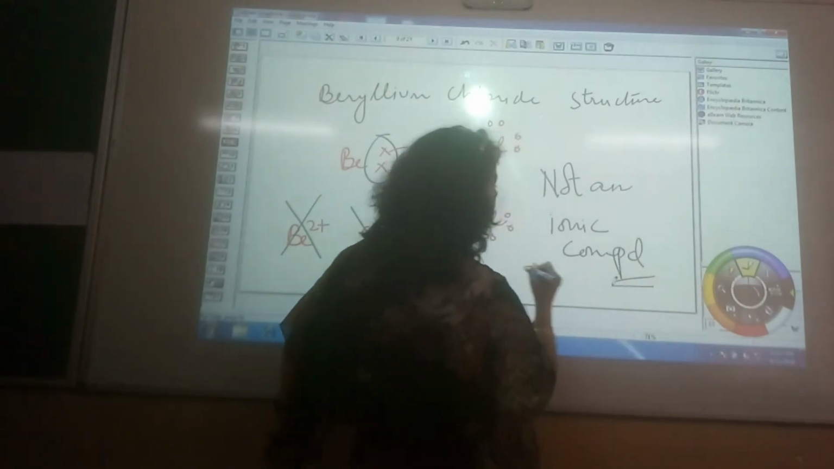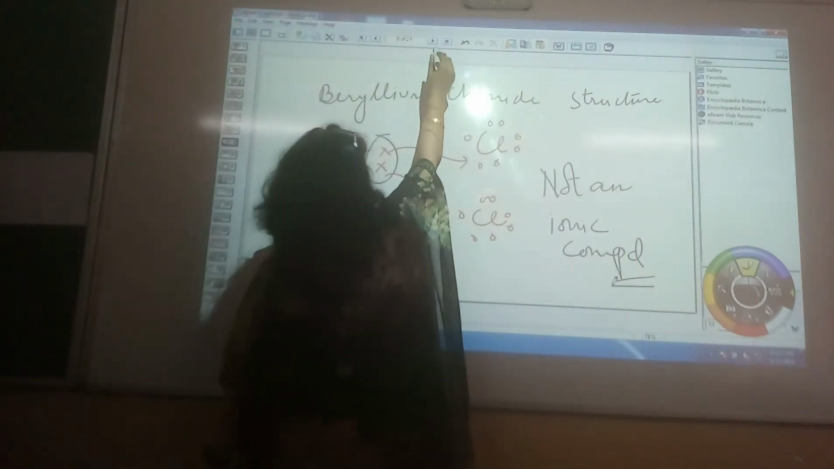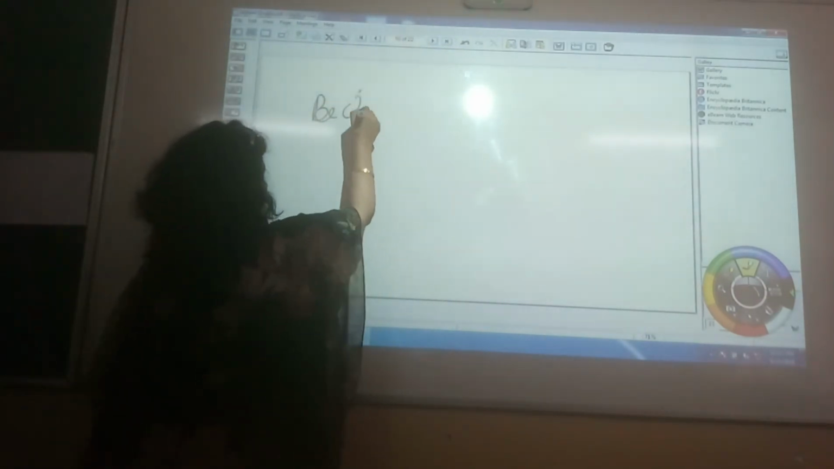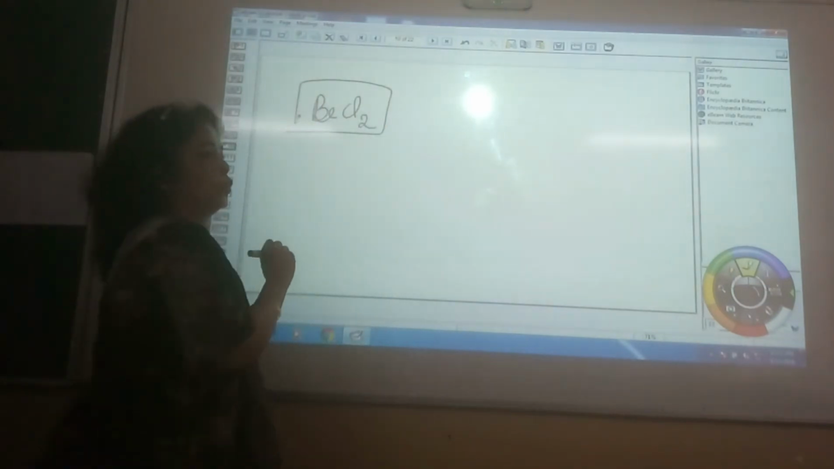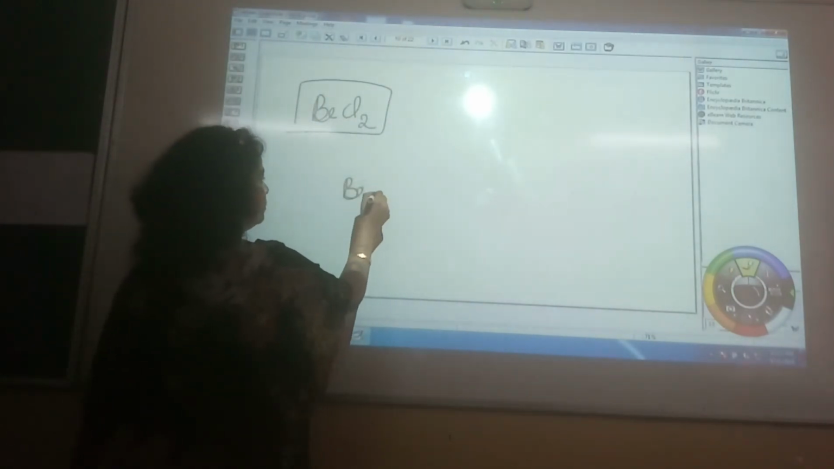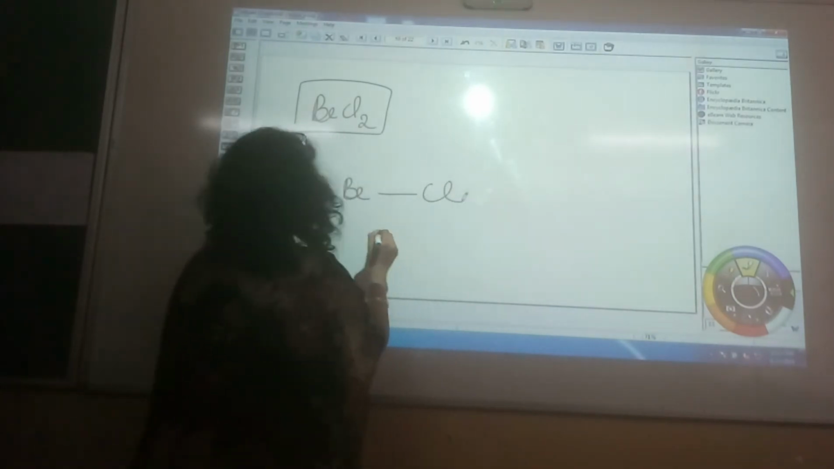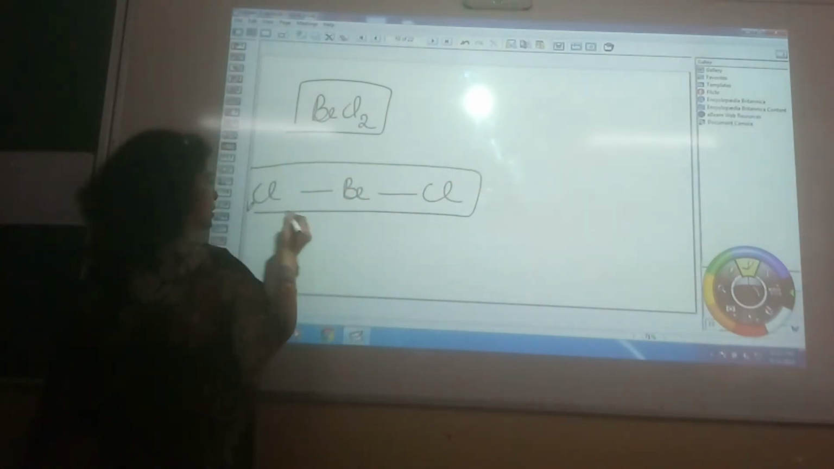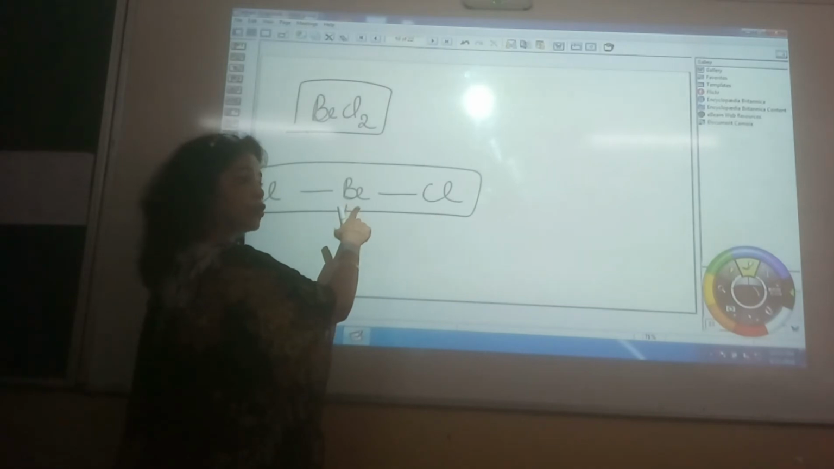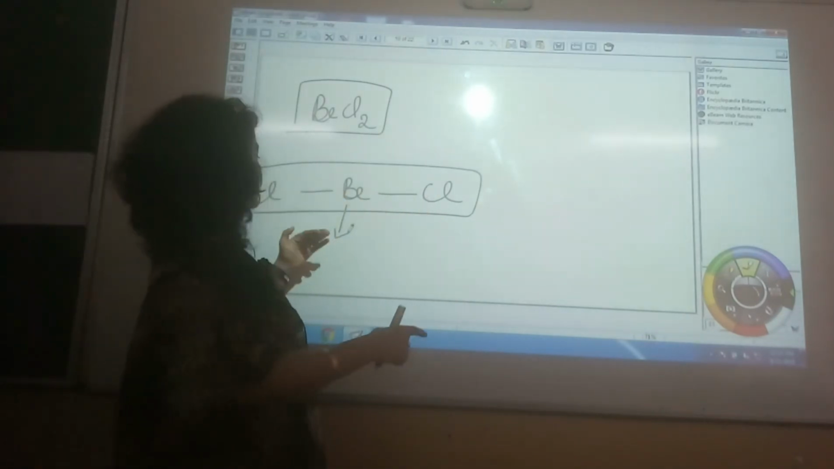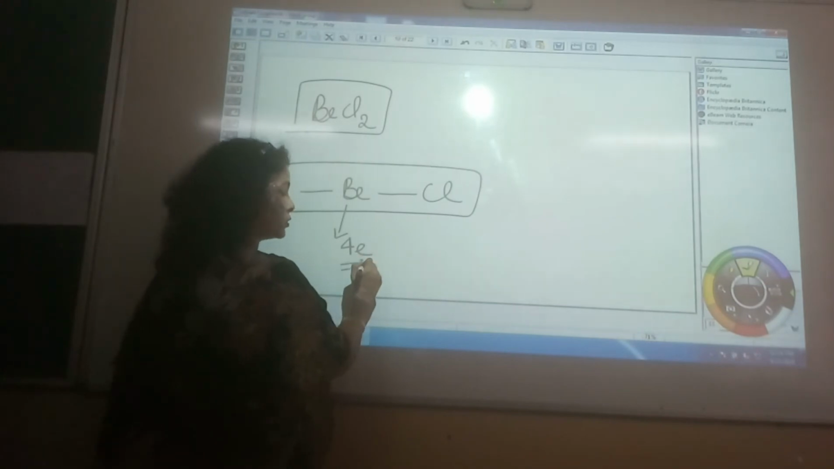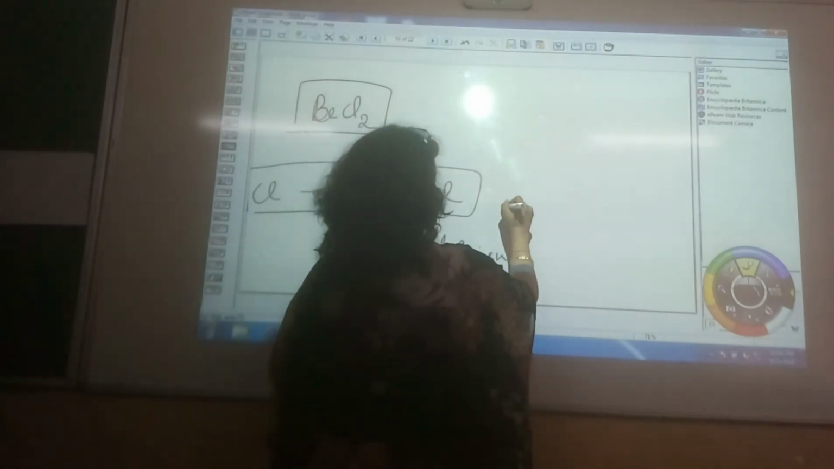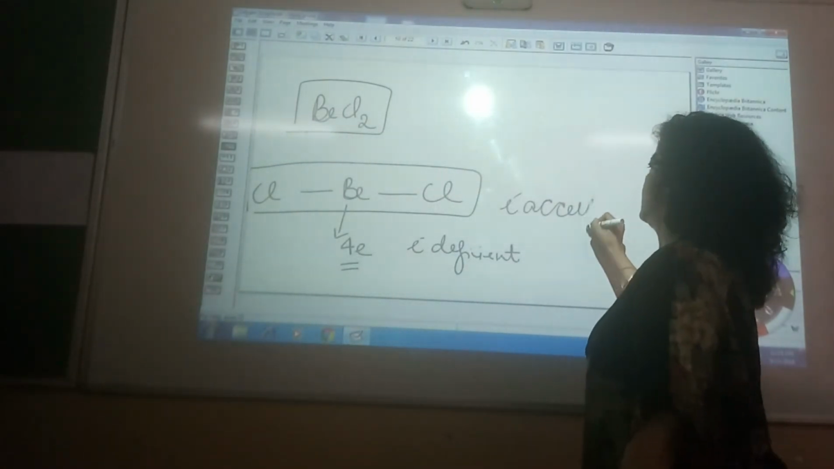In fact, beryllium compounds are covalent in nature. And what exactly happens in case of beryllium chloride? The formula is BeCl2. The structure has beryllium forming one covalent bond with Cl on this side and the other covalent bond with Cl on this side. This is a covalent compound where beryllium has 2 electrons of its own, one from this chlorine, one from this chlorine, so it has only 4 electrons. Hence it is electron deficient. Hence it is an electron acceptor.